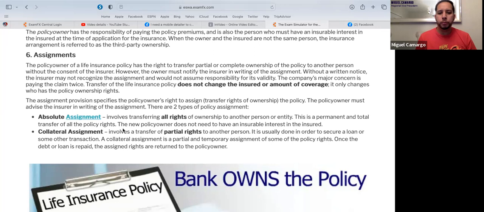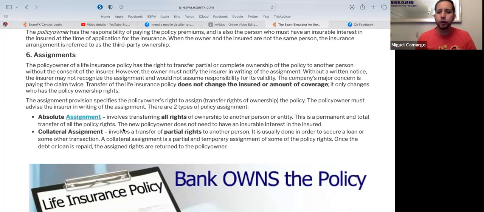And the second one would be collateral. I want you to write temporary on that one. It's where you are signing a portion of your policy away for a period of time.